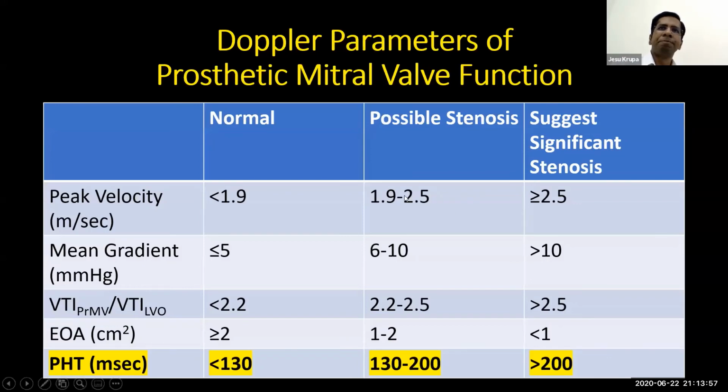So this is the final slide that I leave you all with. This is from the ASE 2009 guidelines for prosthetic valves. The key point of emphasis, widely used in literature, is that the pressure half time is something that should definitely be taken into account, and if it is markedly increased, it generally points to a significant stenosis. Thank you all. Thanks for your attention.